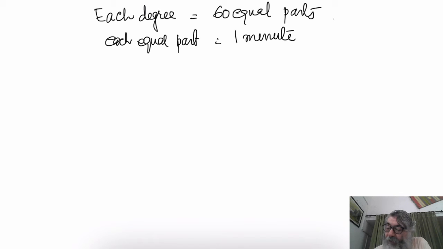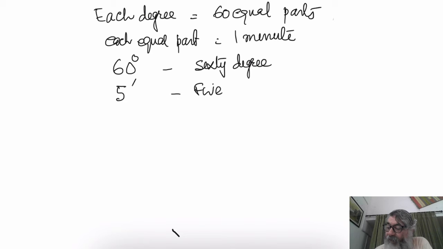Degree: if I want to write 60 degrees, the circle on top of the number indicates degree. If I write 5 and then a dash, it is 5 minutes. This indicates minute. So each degree is divided into 60 equal parts, and each part is called a minute.